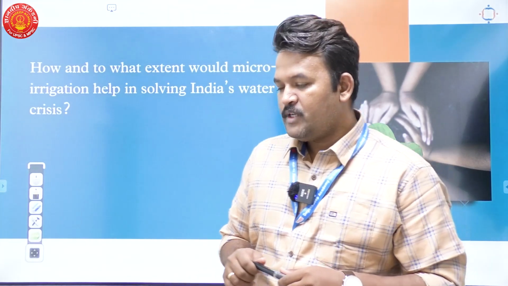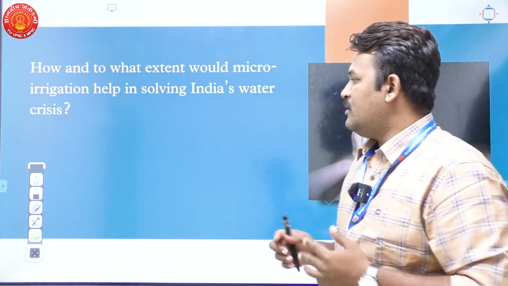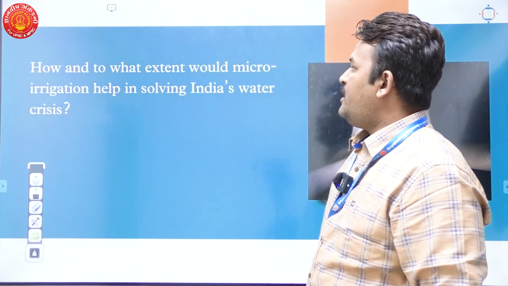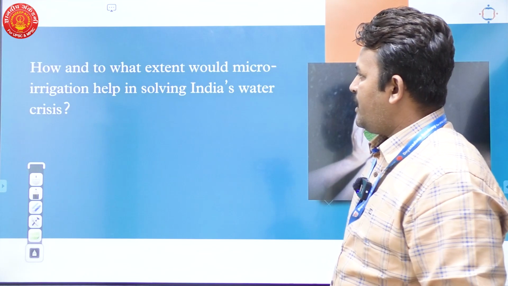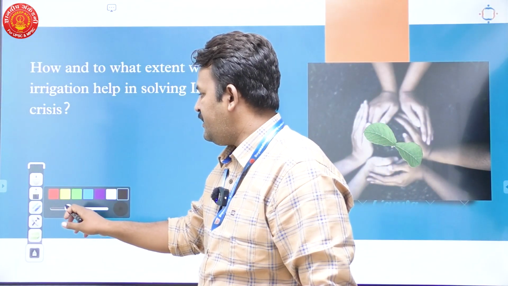So today's question focuses on agriculture. It is from the agriculture portion of the GS3 paper. When we look at the question: how and to what extent would micro irrigation help in solving the water crisis in India?